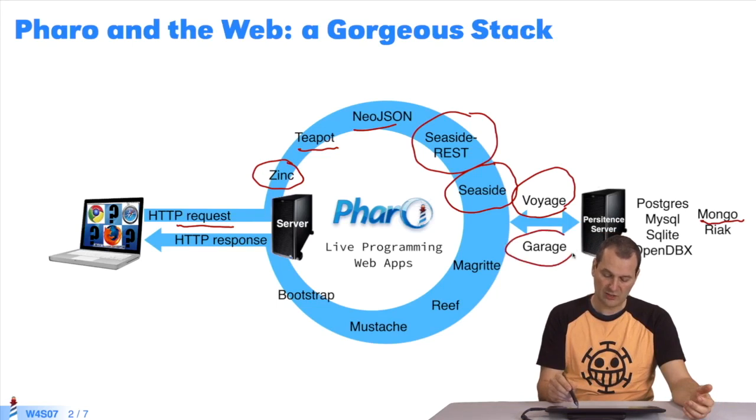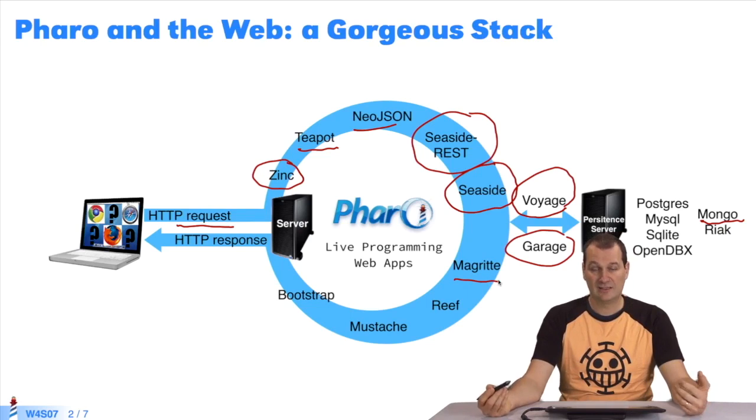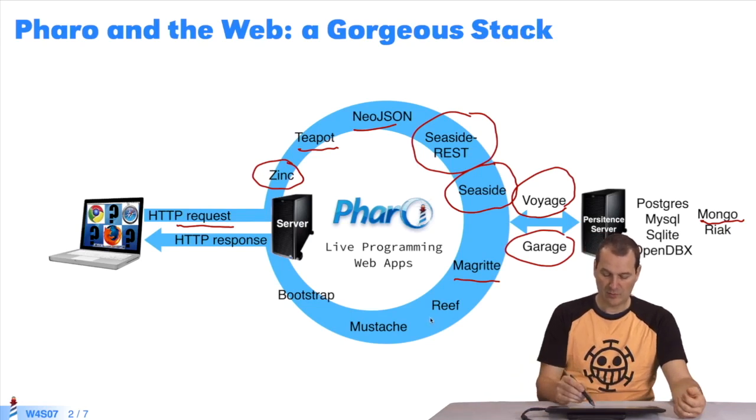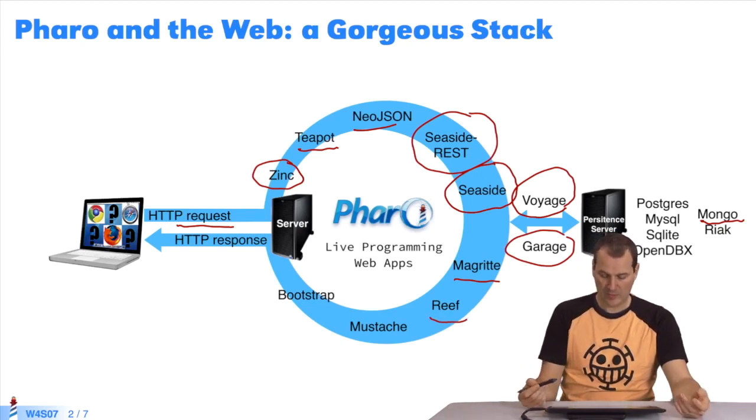There are others, of course. Garage is a sort of driver for all relational databases. I'll also show you Magritte. Magritte is a way of describing data and generating web forms automatically as a result, instead of manually. Reef is an application that enables you to do embedded JavaScript in web components. But we won't go into it further in this course.